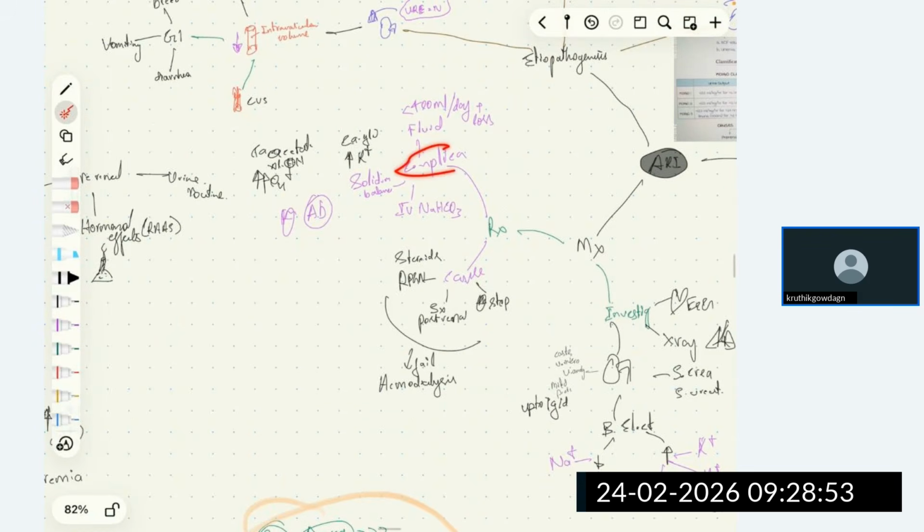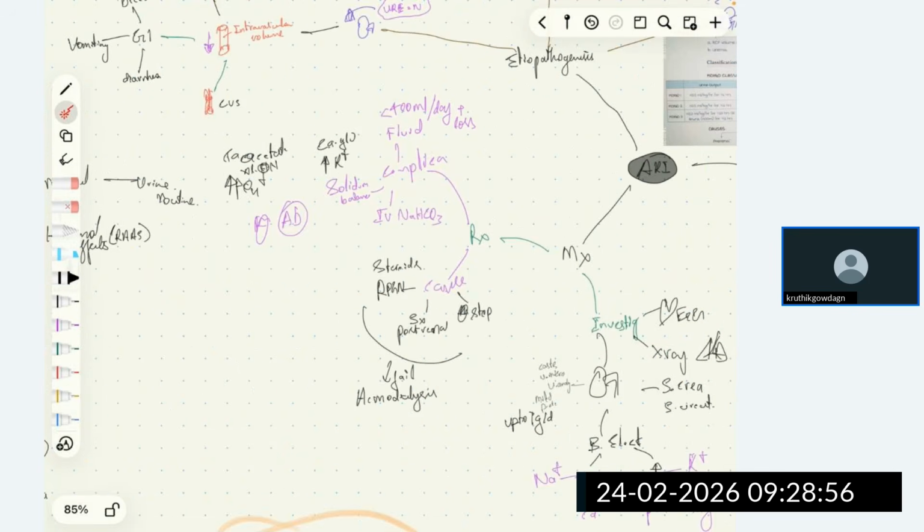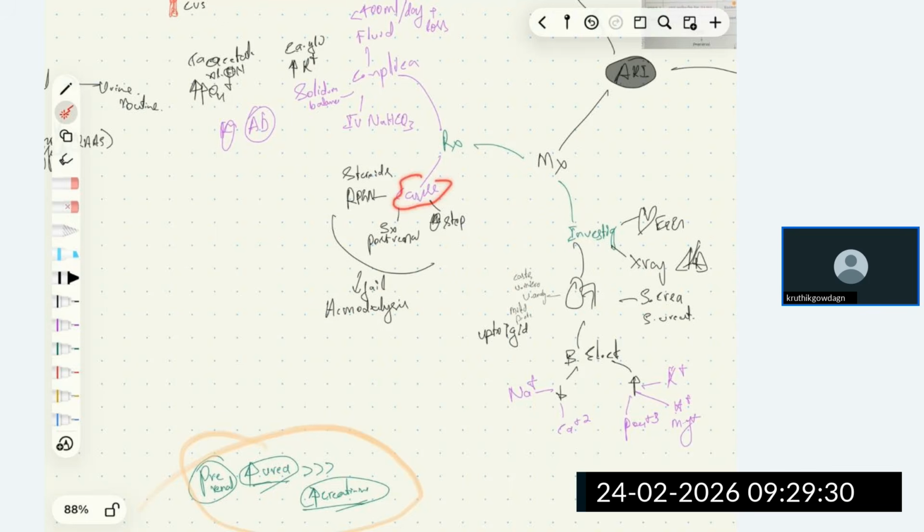Let's discuss how to treat the complications. Okay, yes, fluid management: we should give less than 400 ml of fluid per day, along with the amount of fluid lost per day. This is about fluid management. And we should maintain serum sodium levels. In case of hyperkalemia, we should give calcium gluconate. In case of acidosis, we can give sodium bicarbonate IV. And to manage infections, we can give antibiotics. And also we should diagnose the cause and treat it.